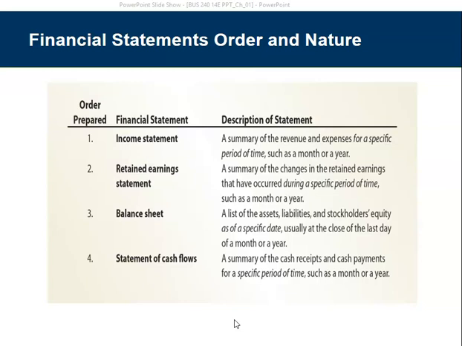But when we consider here in a moment why these statements are prepared in the order that they are, I think we'll understand the importance of the retained earnings statement being second. Number three, the balance sheet. You have probably heard of a balance sheet before, and let's see what it is. It says it's a list of assets, liabilities, and stockholders' equity as of a specific date, usually at the close of the last day of a month or year.